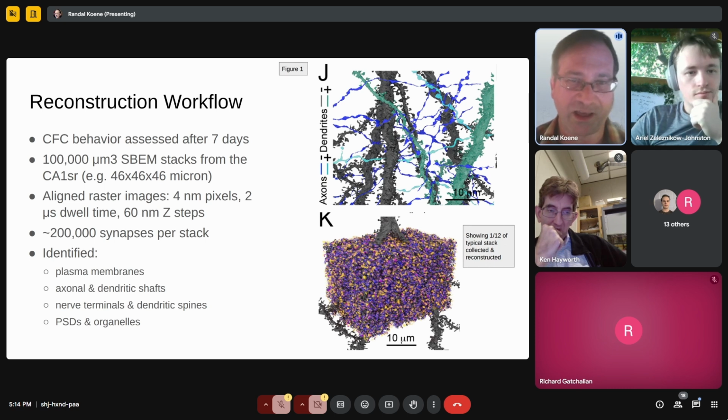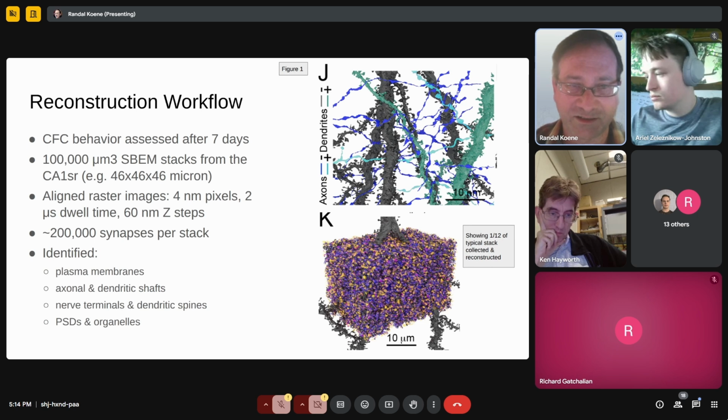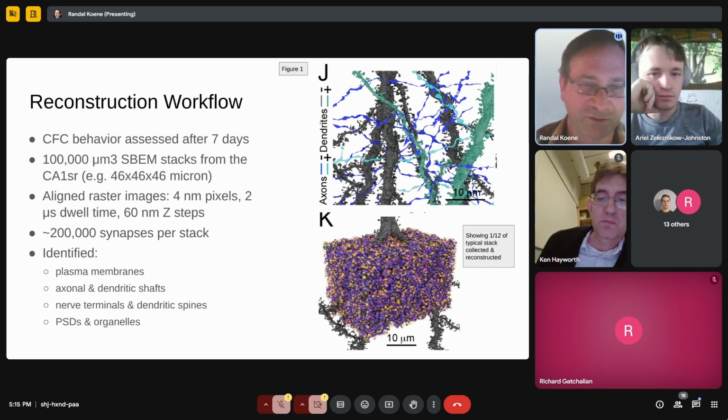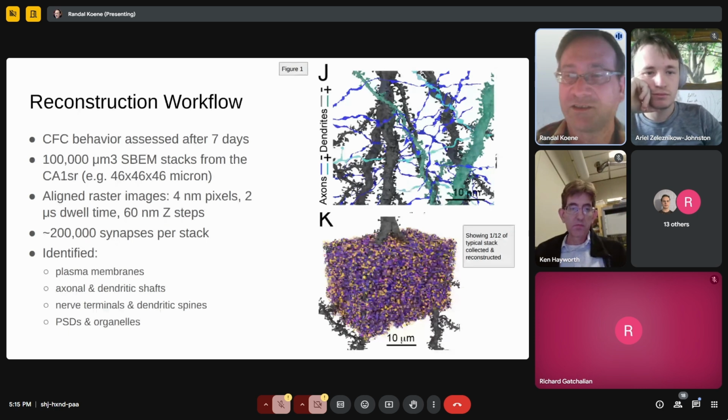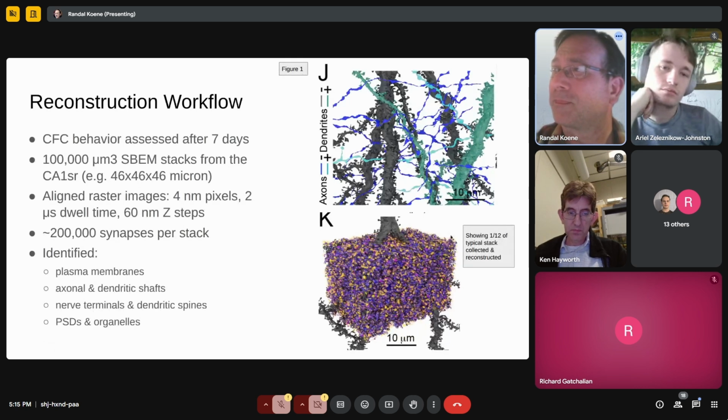3D EM stacks were aligned from raster images with 4 nanometer pixels, 2 microseconds dwell time, and 60 nanometer Z steps. And each stack contained approximately 200,000 synapses. Automated segmentation was used for the accurate prediction of plasma membranes, axonal and dendritic shafts, nerve terminals, dendritic spines, postsynaptic densities, and intracellular organelles. And this was benchmarked against manual reconstructions. The excitatory circuits were then reconstructed from the segmented images. Also, this image you're seeing in K here, that's about 1/12 of the typical stack size.